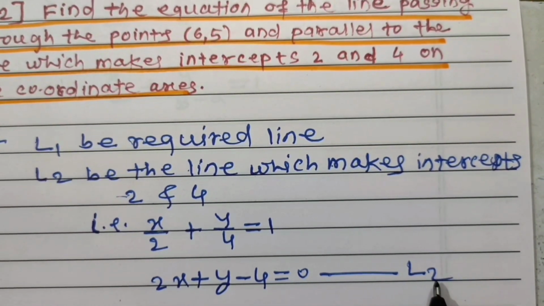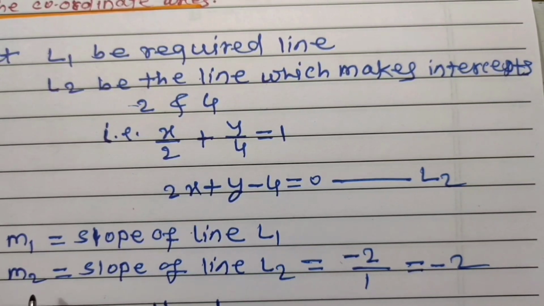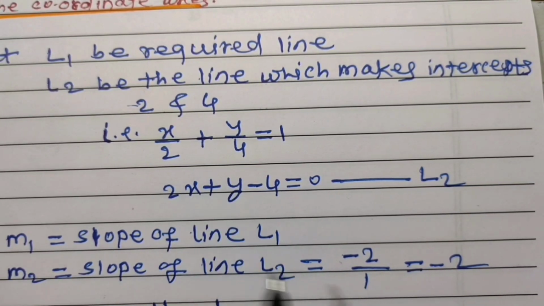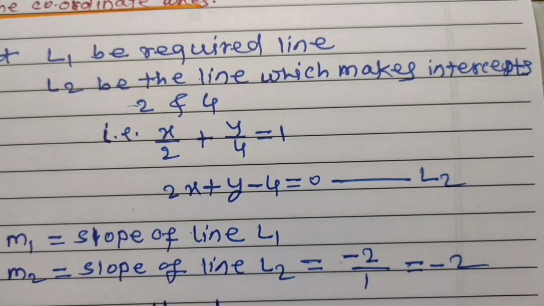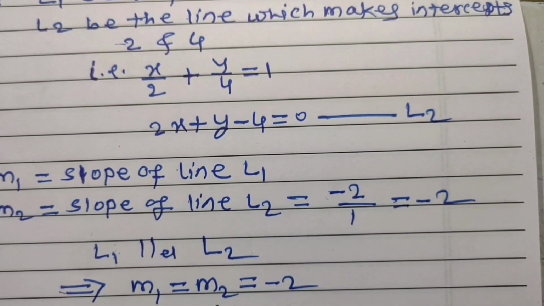But L1 is parallel to line L2. Whatever may be the slope of this line, that will be the slope of line L1, which is the required line. So let us find the slope of this line. Assume M1 as the slope of line L1, M2 as the slope of line L2. So slope of line L2 is equal to minus coefficient of x divided by coefficient of y. That is minus 2 divided by 1, which is equal to minus 2. But what is given? Line L1 is parallel to L2. Hence, the slope of line L1 must be equal to the slope of line L2. Hence, we can write M1 is equal to M2 is equal to minus 2.